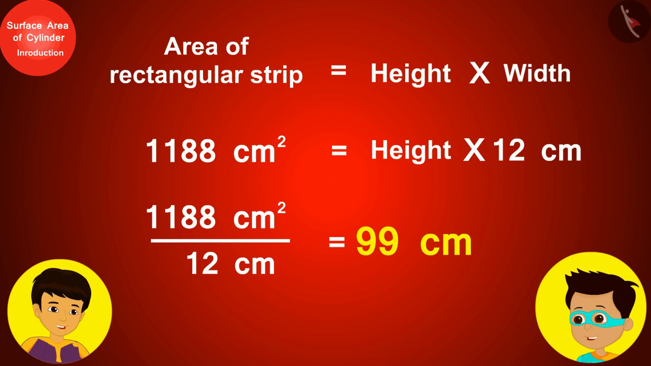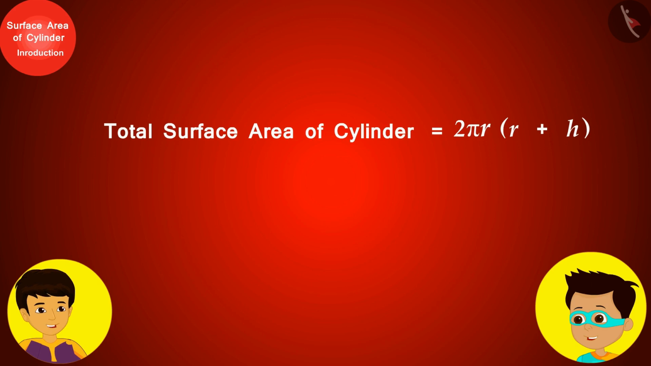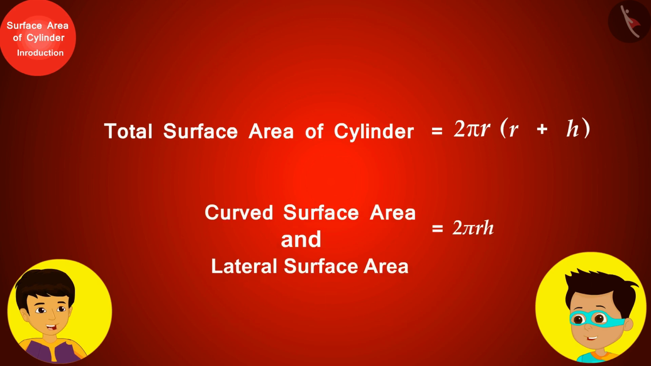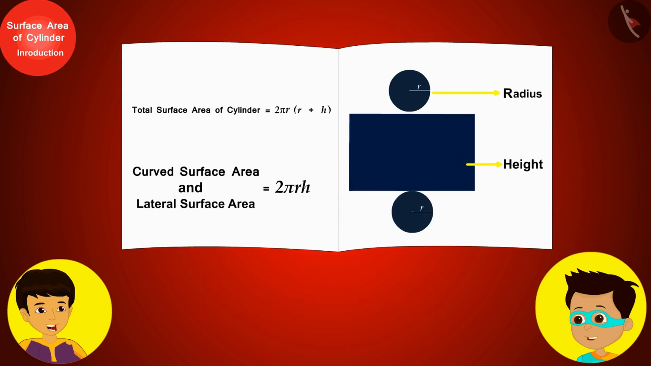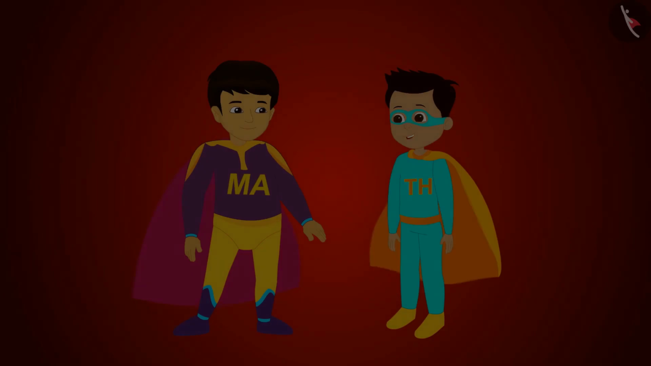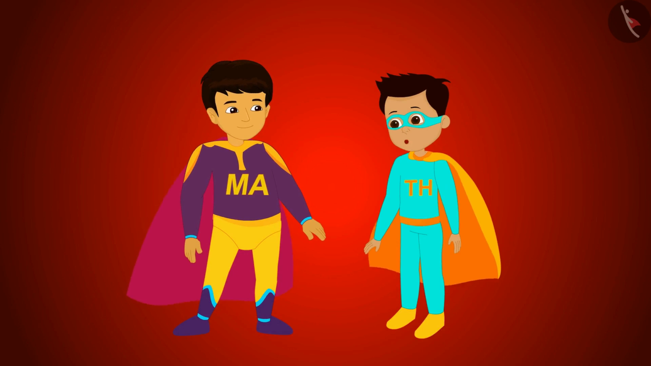That's right, Thomas. Today we learned the formula for total surface area and lateral surface area of cylinder. Let me quickly write them in my math formula book. Let us quickly return to our world. I also have to buy cloth from the tailor's shop. Mother must be waiting for me.